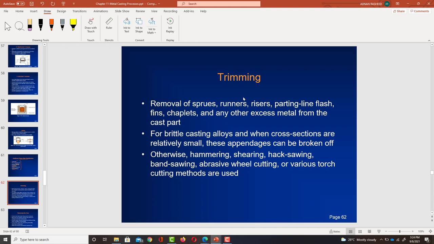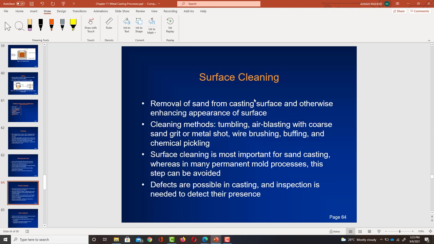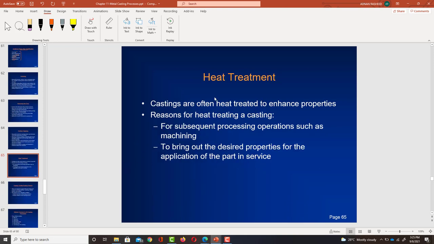So this is removal again, you have to go through that. How to trim: you can use a hammer, you can use a hacksaw, etc. in order to remove the extra material. Removing the core, you can also break the cores. There are machines that create vibration, and with the help of vibration you can remove or break the core material. Similarly, for surface cleaning, there are chemicals available with the help of which you can clean the surface, clear? You have to look into these things. If you need good mechanical properties, then definitely you will go through heat treatment as well, to improve the mechanical properties.